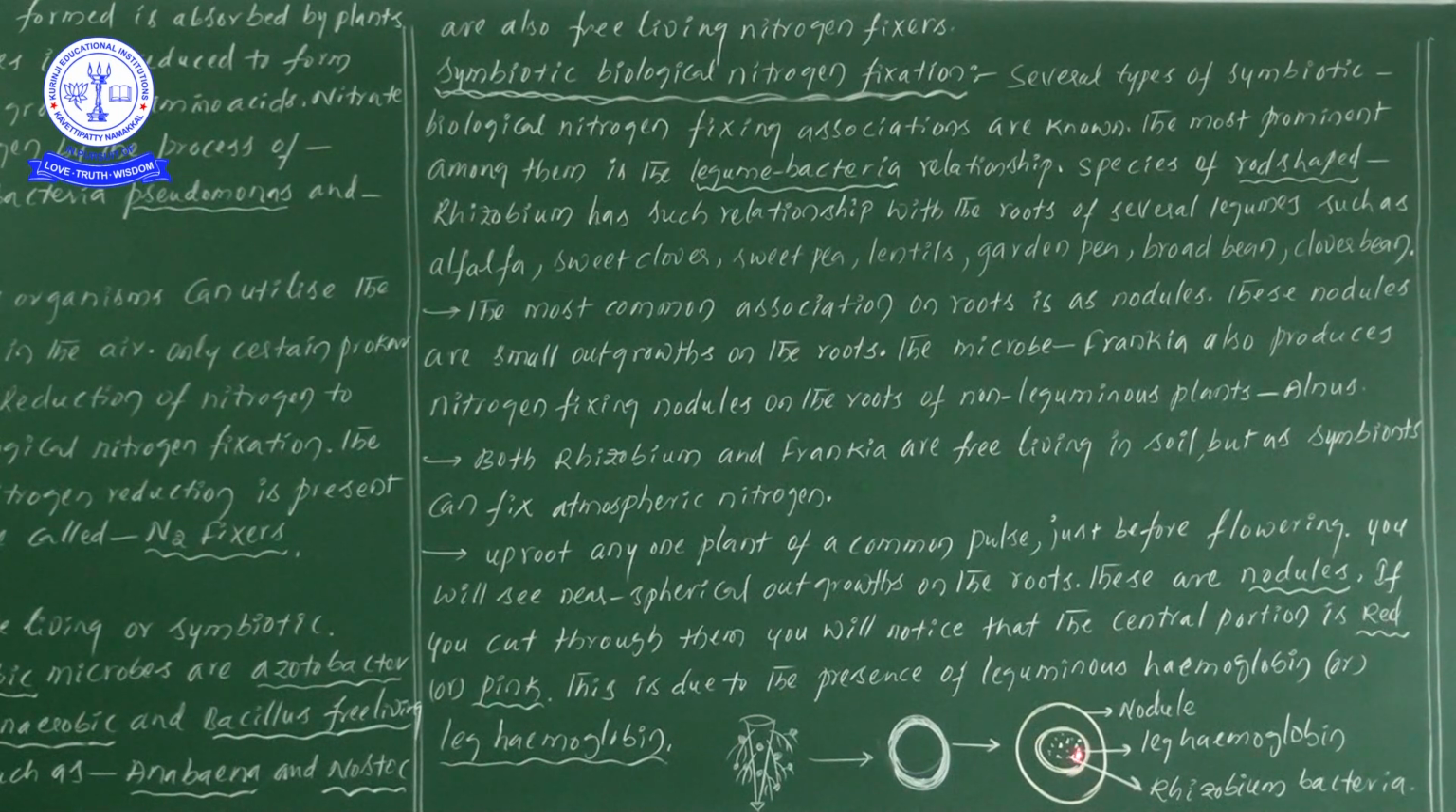So here the rhizobium bacteria, protected by the leg hemoglobin, fixes the atmospheric nitrogen and helps the plant body. Likewise in the soil, year by year, we will notice the fixation of atmospheric nitrogen by the leguminous plants. So this is the entire information related to symbiotic biological nitrogen fixation.